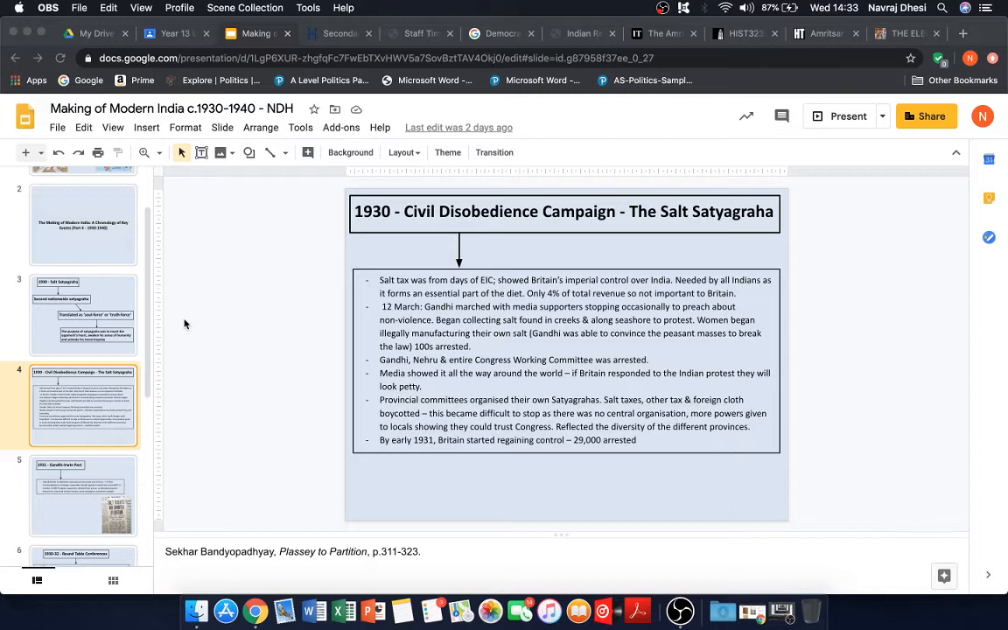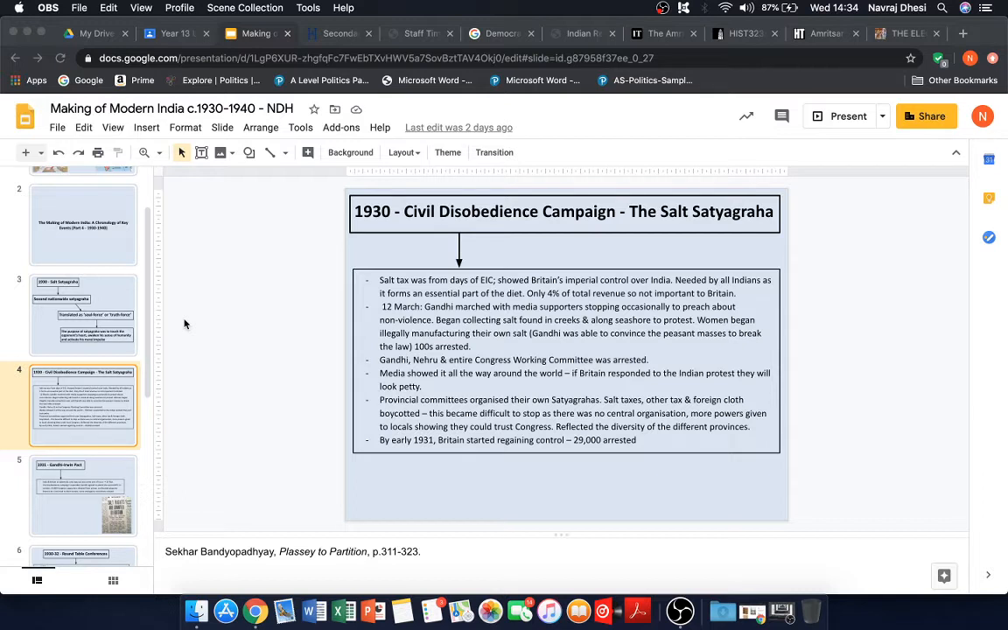Now, even though obviously the salt tax was from the days of the East India Company, it showed Britain's imperial control over India. It was needed by all Indians, of course, as an essential part of their diet. It was only 4% of the total revenue, so it wasn't as important to Britain. And Lord Irwin also remarks that he's not about to lose any sleep over a potential salt campaign taking place.